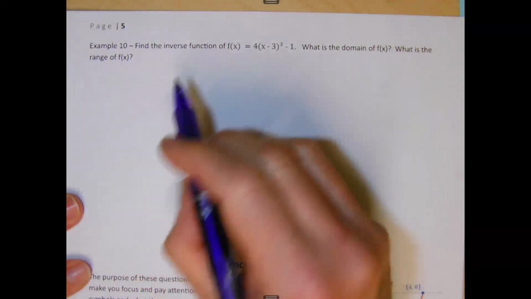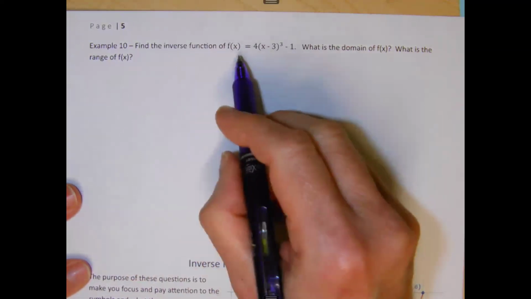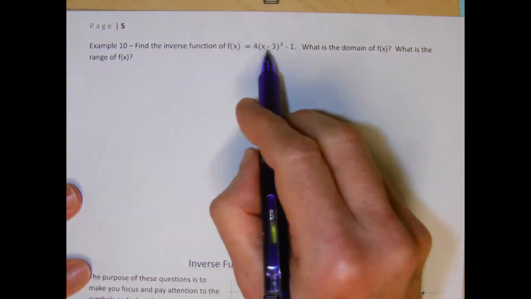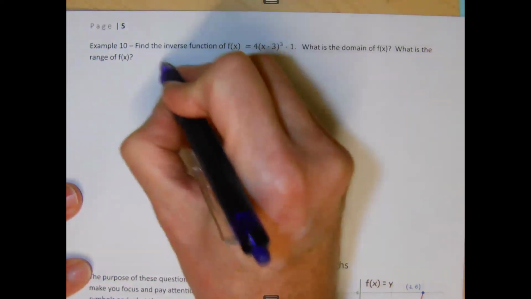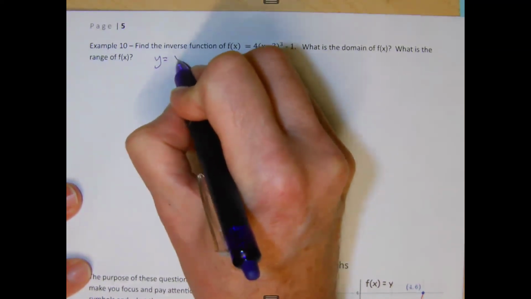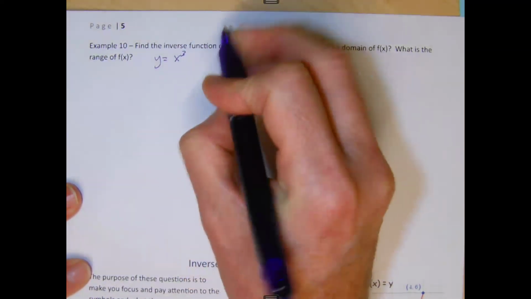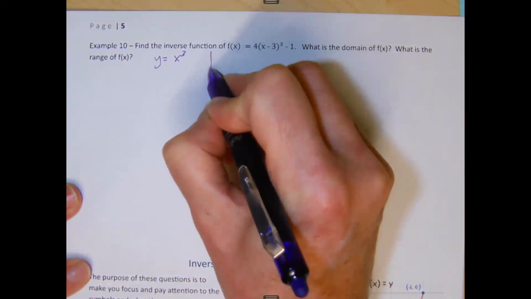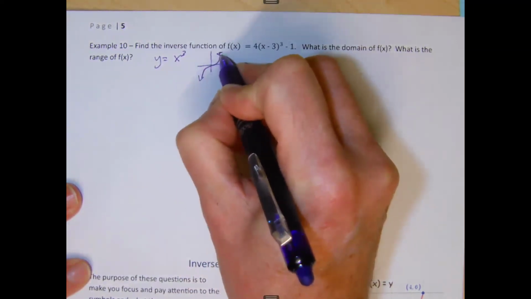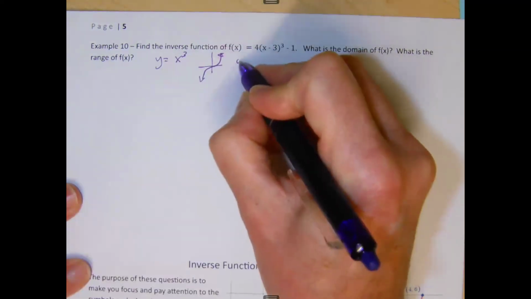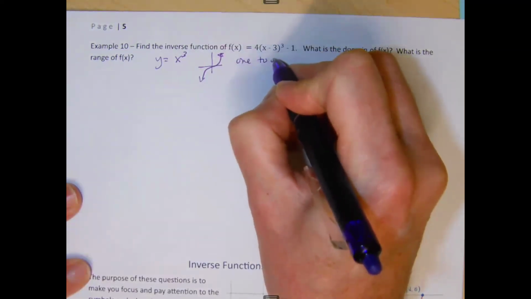So now I am going to do this last example, find the inverse function of a cube root type expression. Again, it's a cube root. The parent function is this, y equals x cubed. It looks like this picture right here. I see it's one-to-one. So good things are about to happen.